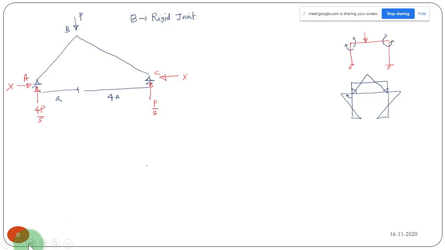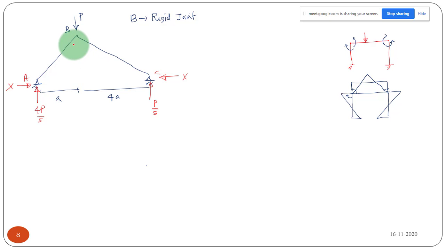Okay, so now I have a question: what will be the moment here? We will have some moment something like this because it is a rigid joint. So what will be the direction of moment, sagging or hogging here? For AB, what is the direction, sagging or hogging? That also we can't tell actually.